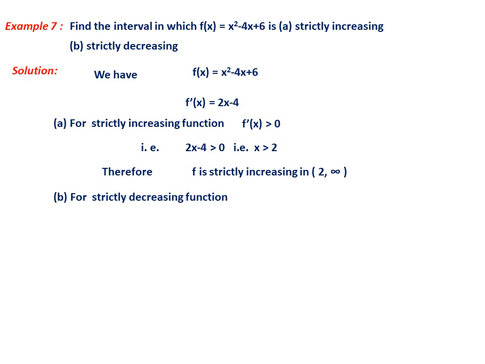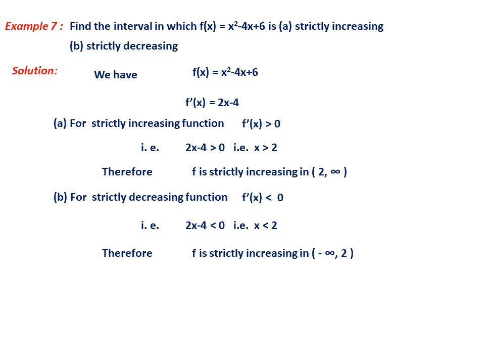Now, for a strictly decreasing function, what is the condition? It is f dash x should be negative. F dash x should be negative. Therefore, the condition is 2x minus 4 less than 0 or x is less than 2. You can also write it in interval. Therefore, f is strictly increasing in the interval 2 to infinity, and strictly decreasing in the interval minus infinity to 2. So, this is the answer.